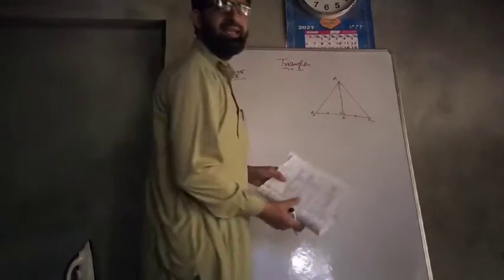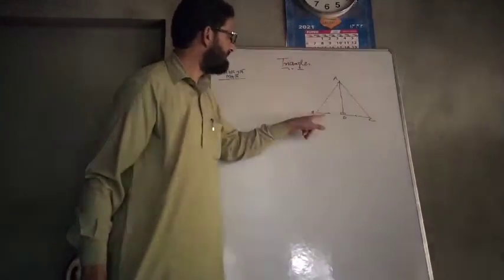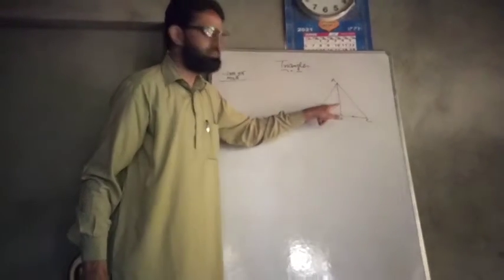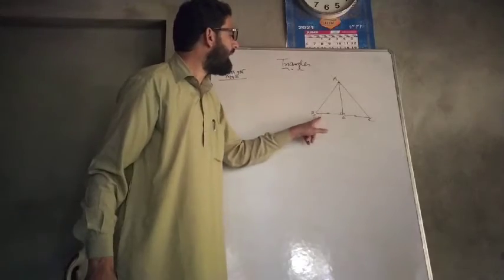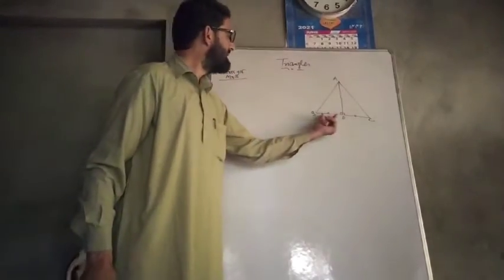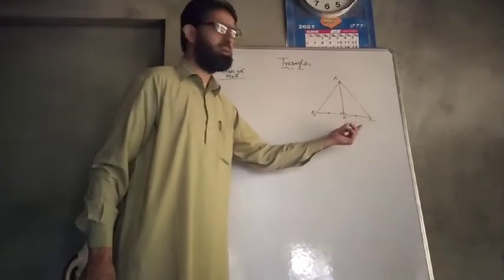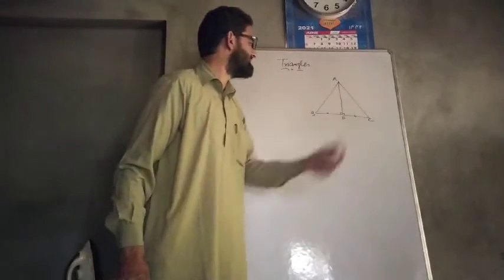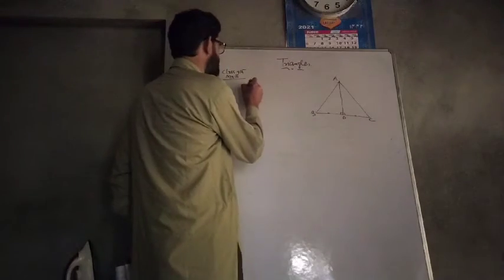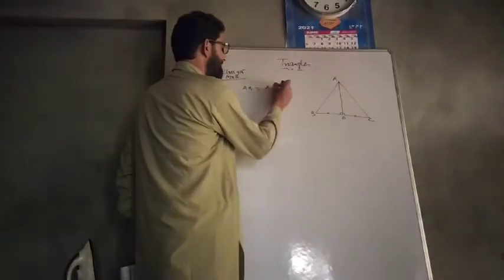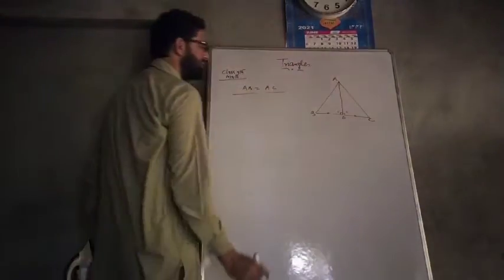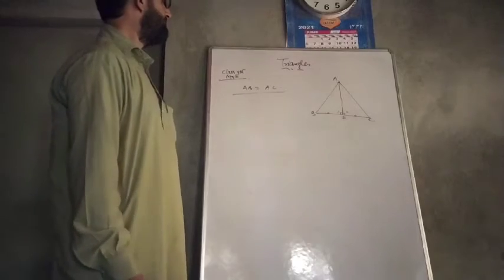This is given. It is a perpendicular bisector. Perpendicular bisector means that AD is perpendicular to BC and also AD bisects BC. Bisects means it divides it into two equal parts, that is BD is equal to DC. Now we have to prove that AB is equal to AC. I think this is very easy, you can do it at your home.